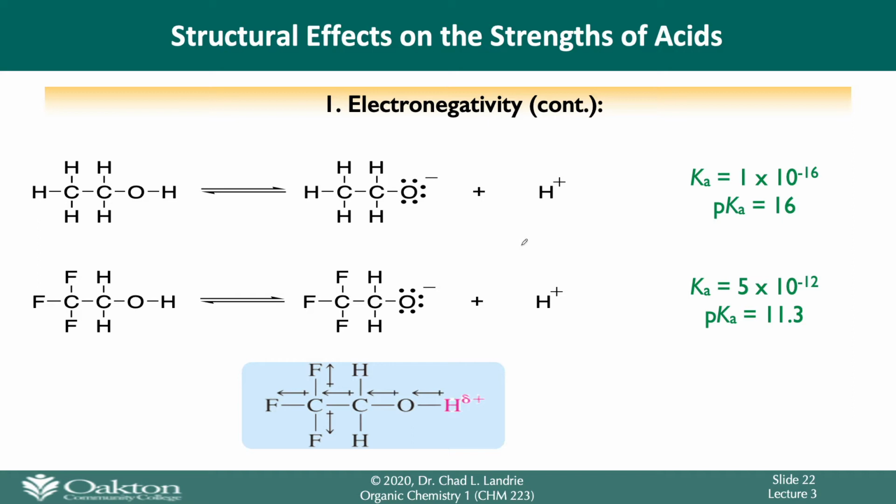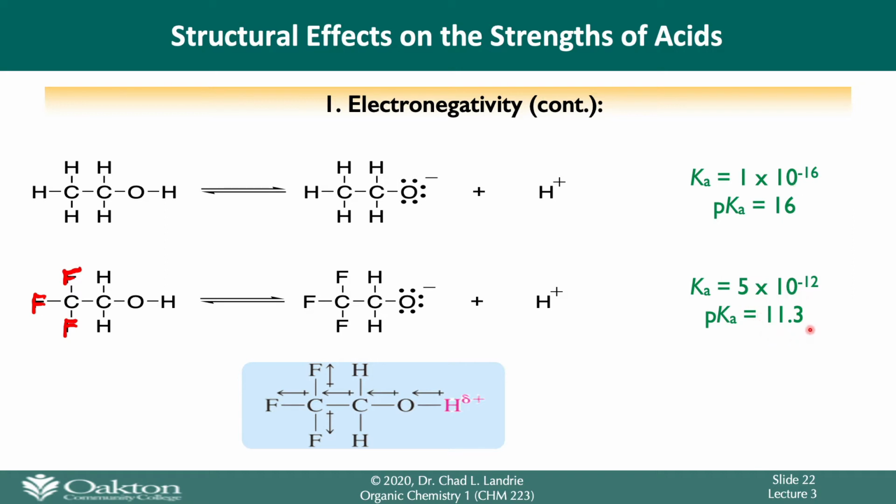Below it is trifluoroethanol. Let me point out that there are 3 fluorines attached to the carbon on the far left. So they are very similar structures, right? The only difference is I've exchanged hydrogens for fluorines. But if you look at the pKa's of these compounds, written in green on the far right, you see that they're very different. The pKa of ethanol is 16, and the pKa of trifluoroethanol is about 11.